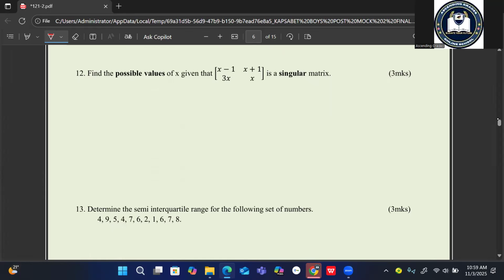So what do we know about a singular matrix? We all know that for a singular matrix, its determinant is 0. So the determinant of a singular matrix is always equal to 0. So we have to find the determinant of this one and then equate it to 0. For a singular matrix, that should be equal to 0.